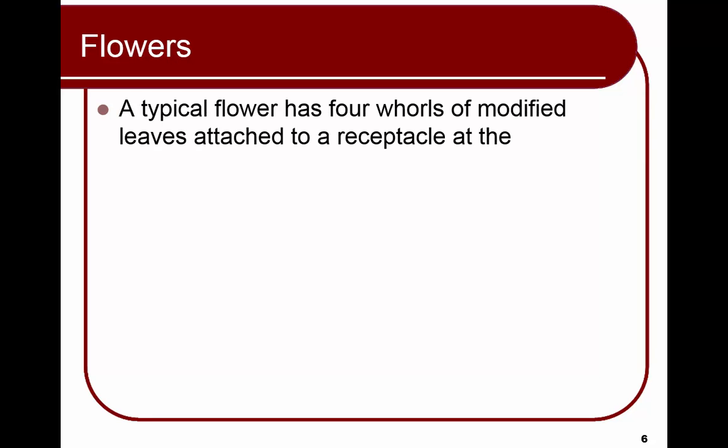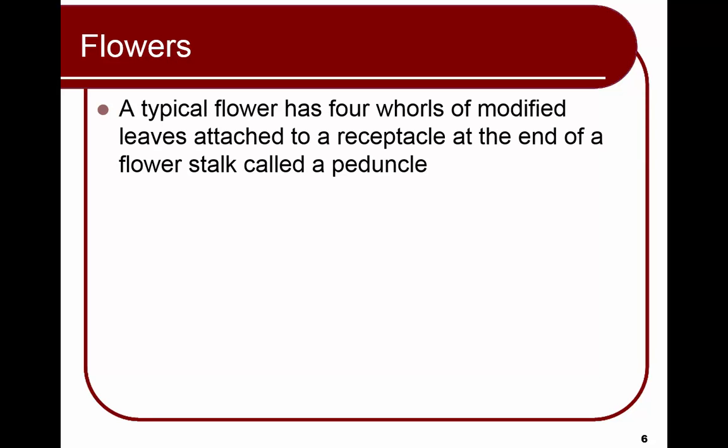Alright, now a typical flower is going to have whorls of modified leaves that are attached at the receptacle, and the receptacle is at the end of the peduncle, which is the flower stalk. And the sepals protect the bud. They're leaf-like and they're usually green, and we call them collectively the calyx.